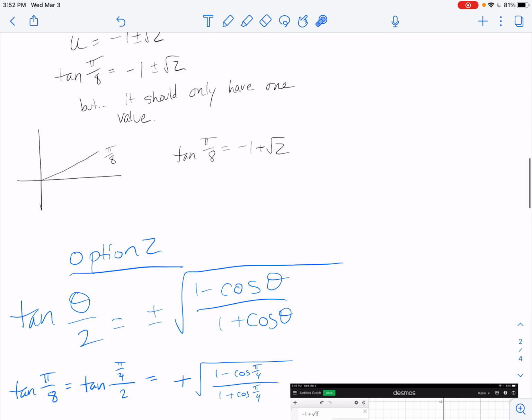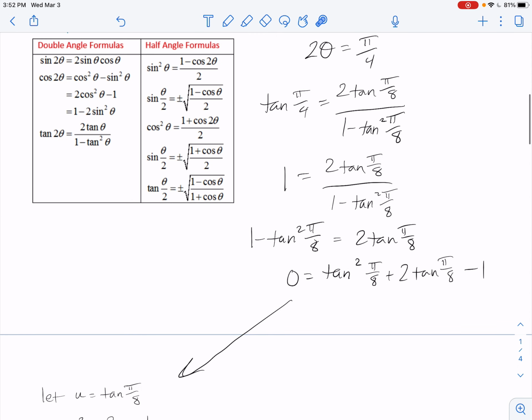Then I did option 2, and that's where I went back to this chart, because to be honest with you, I have all these memorized, but I don't have these memorized. I always have to go back and look at them, especially because they're kind of close to each other, and it's just kind of annoying.